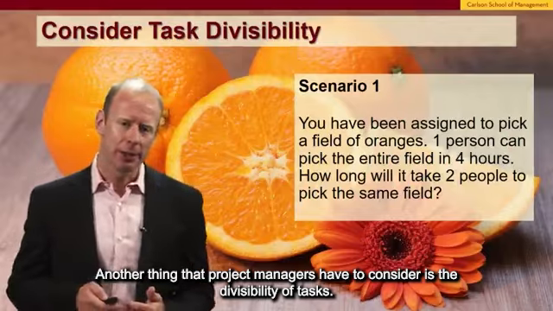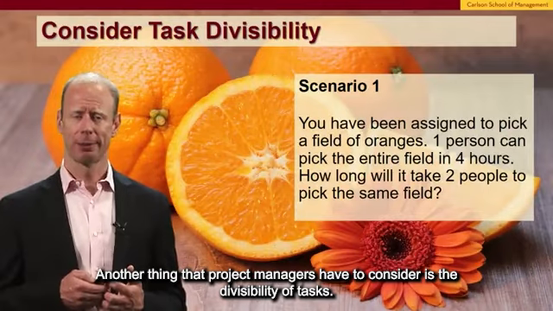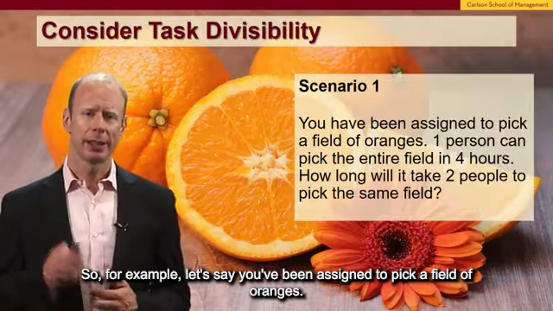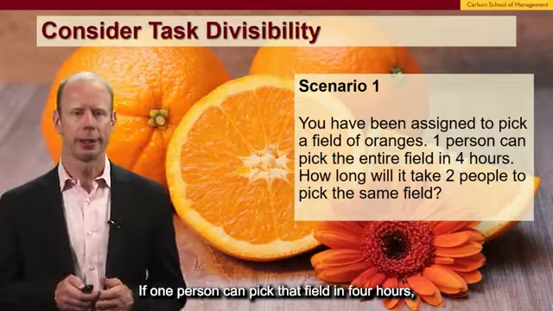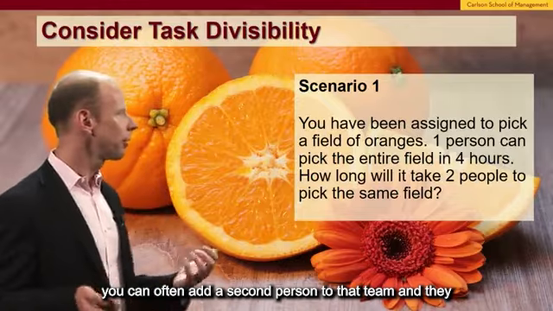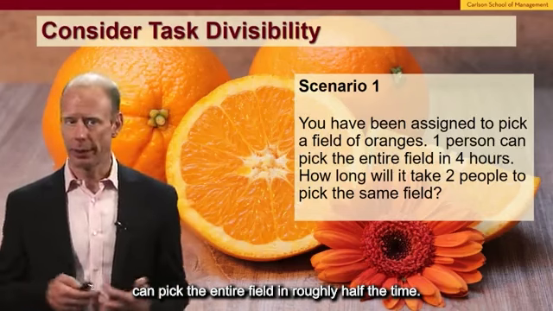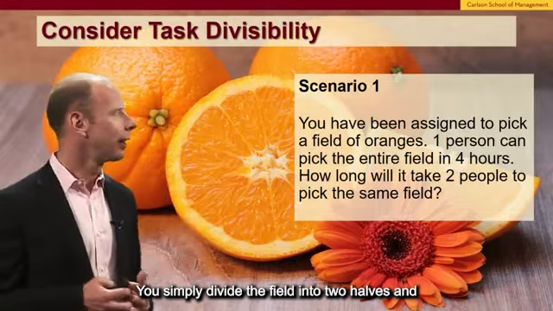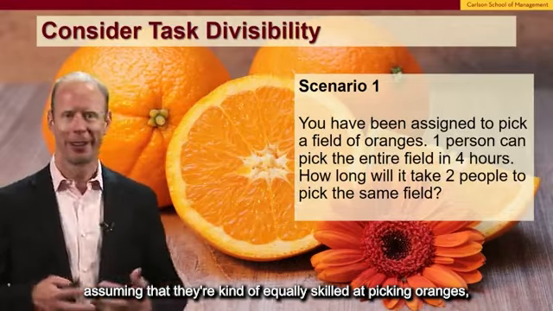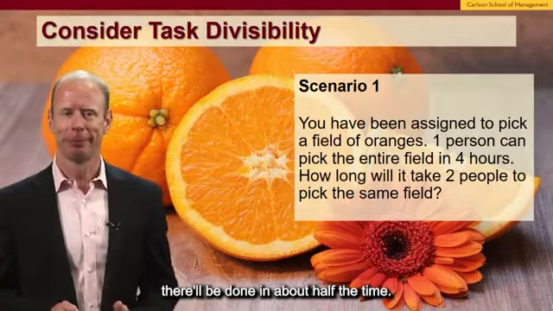Another thing that project managers have to consider is the divisibility of tasks. So for example, let's say you've been assigned to pick a field of oranges. If one person can pick that field in 4 hours, you can often add a second person to that team, and they can pick the entire field in roughly half the time. You simply divide the field into 2 halves, and assuming that they're equally skilled at picking oranges, they'll be done in about half the time.